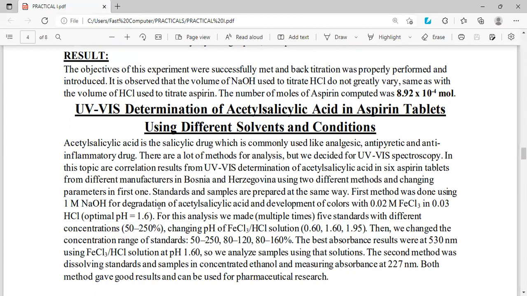The first method was done using 1 molar sodium hydroxide for degradation of ASA and development of color with 0.02 molar FeCl3 and 0.03 molar hydrochloric acid. The optimal pH is equal to 1.6.